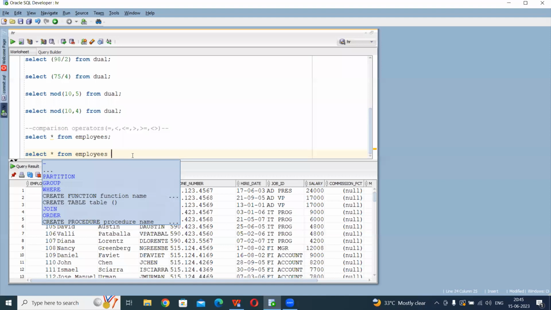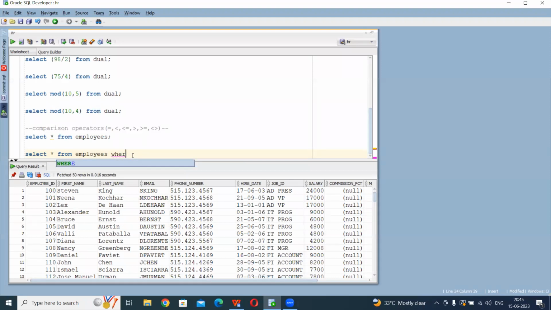So guys, for comparison operators, immediately after the table name you need to use the where keyword. And after using this where keyword, you need to give some condition. The condition here I'm giving as salary is equals to 24,000. After giving this condition, I'll terminate my query with a simple semicolon. So now let me run the query, guys.